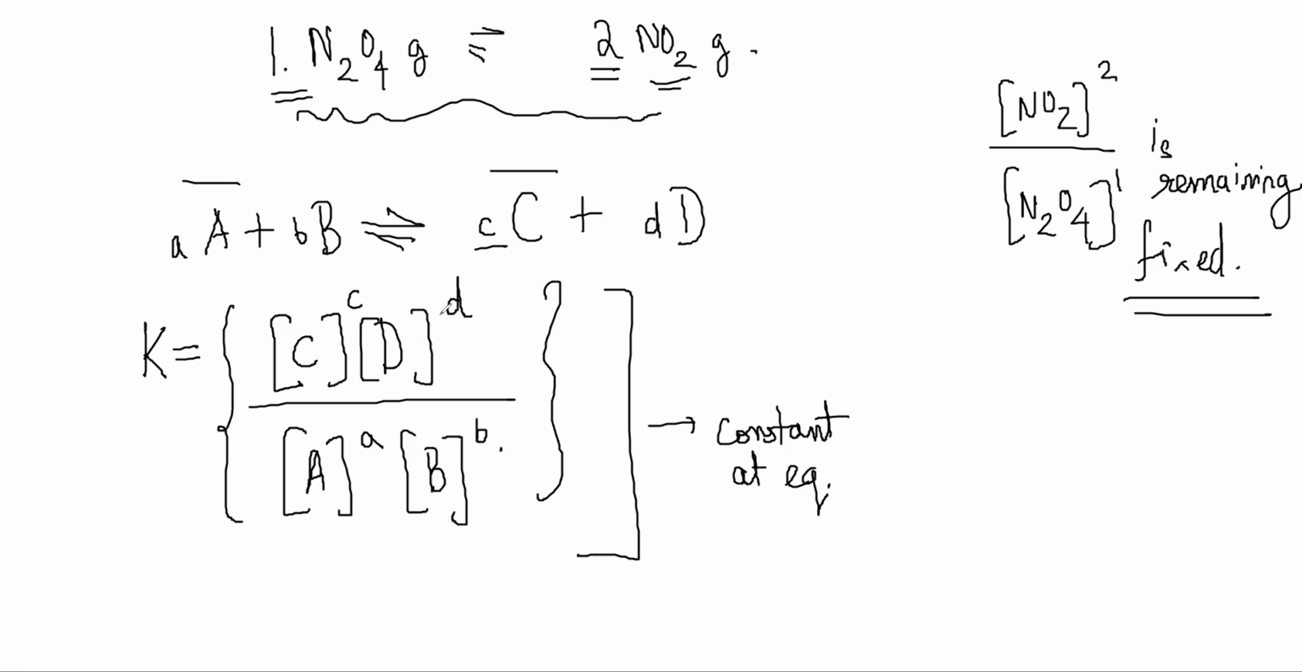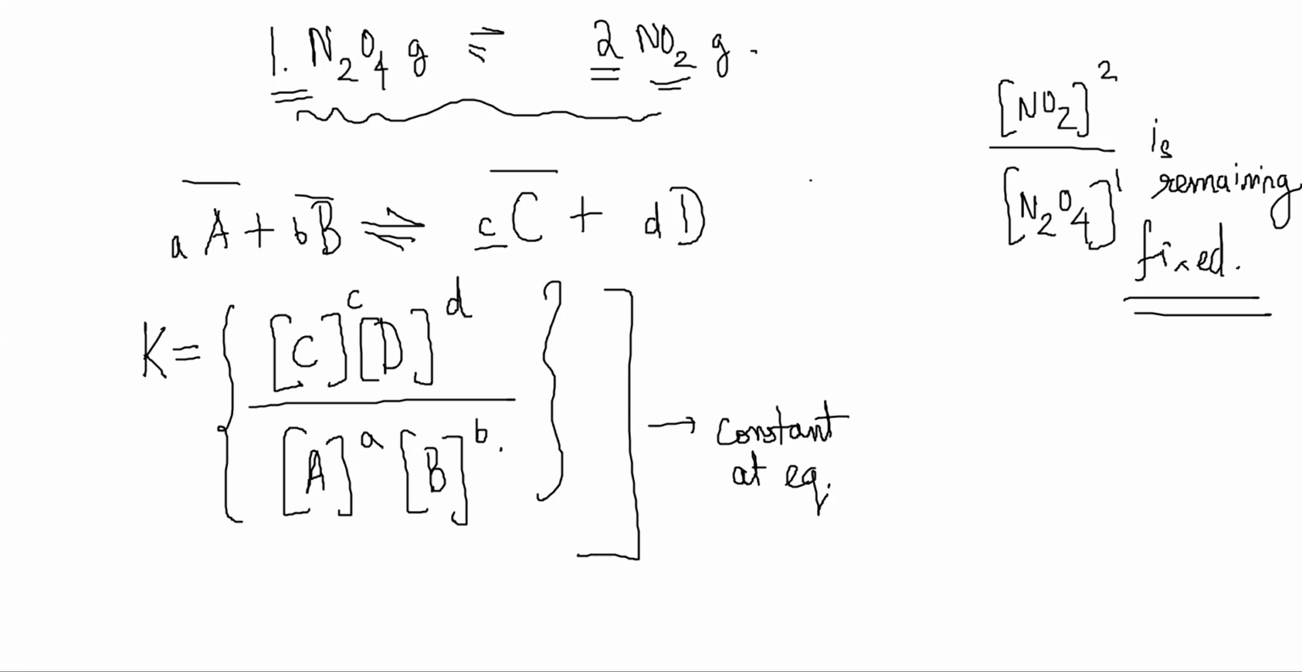You could have started with some concentration of A and C, or B and D, or A and B, whatever, right? No matter what you start off with, obviously the values of A, B, C, D will be different in each case. However, what is not different is the ratio of this.